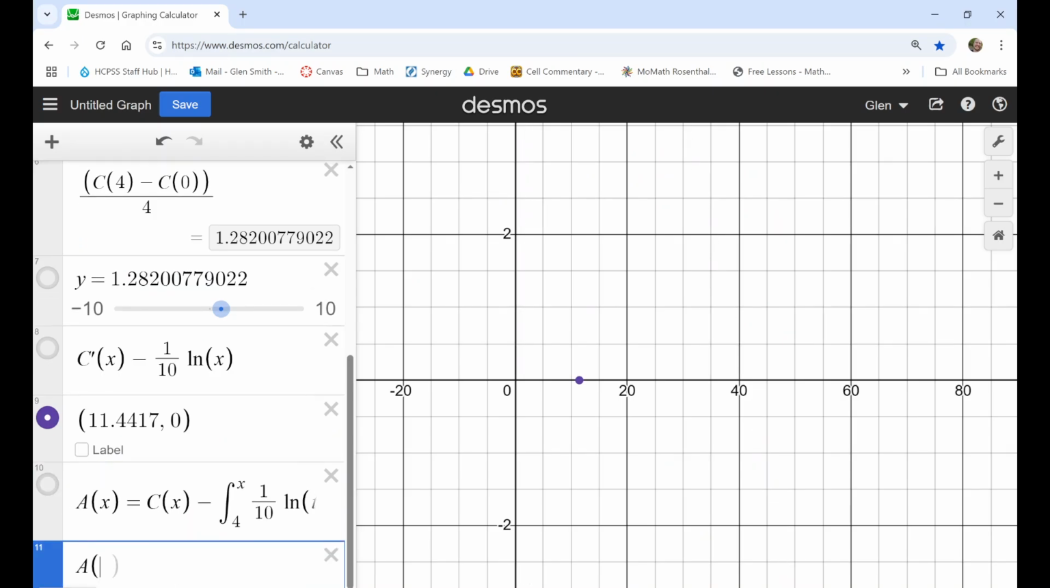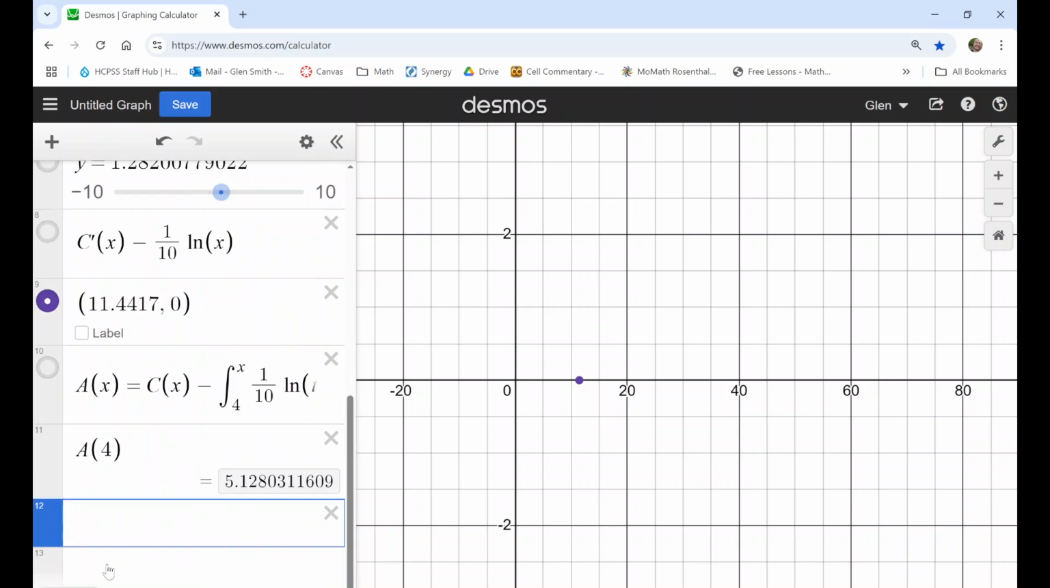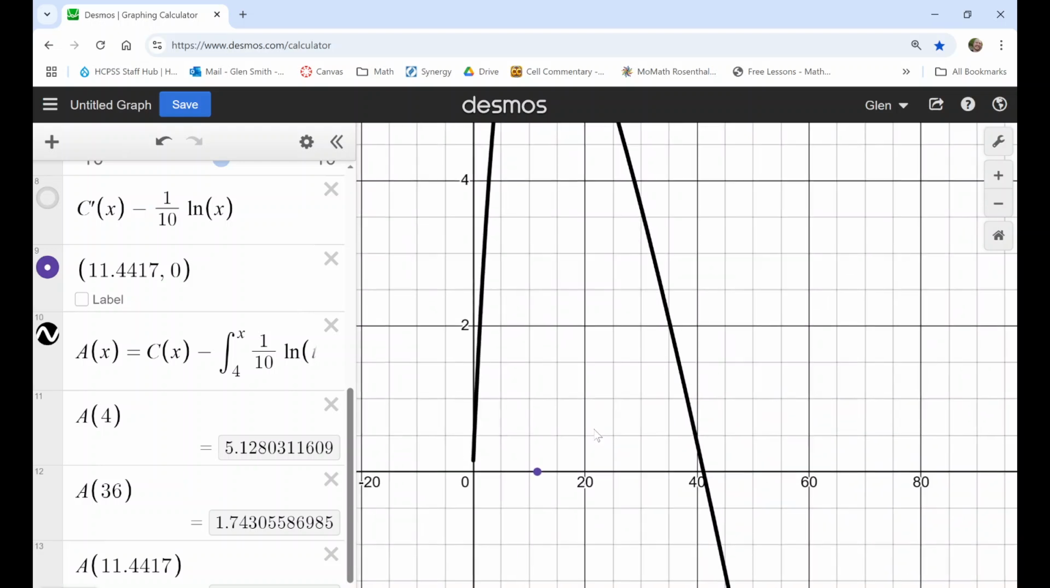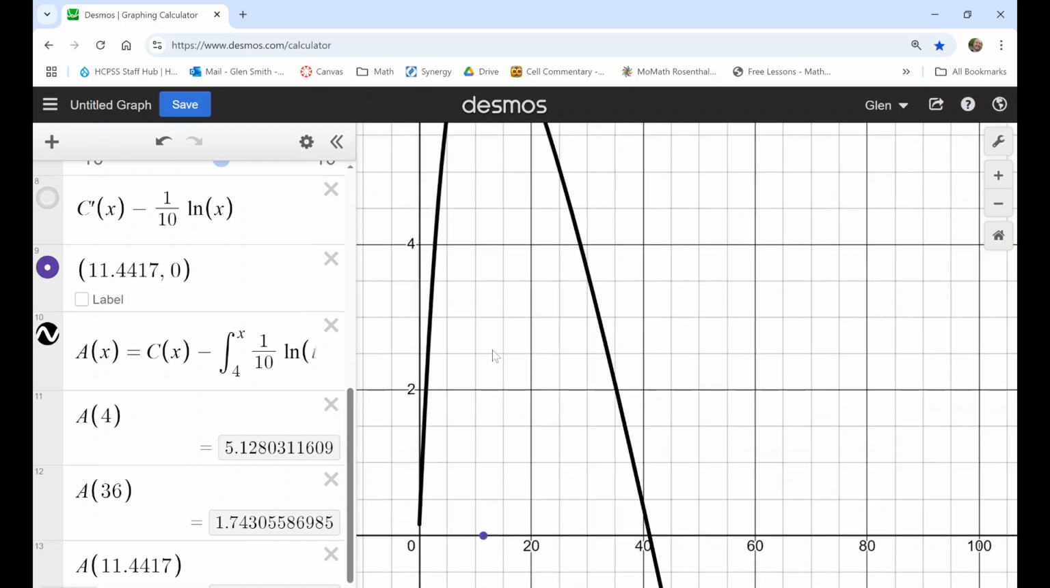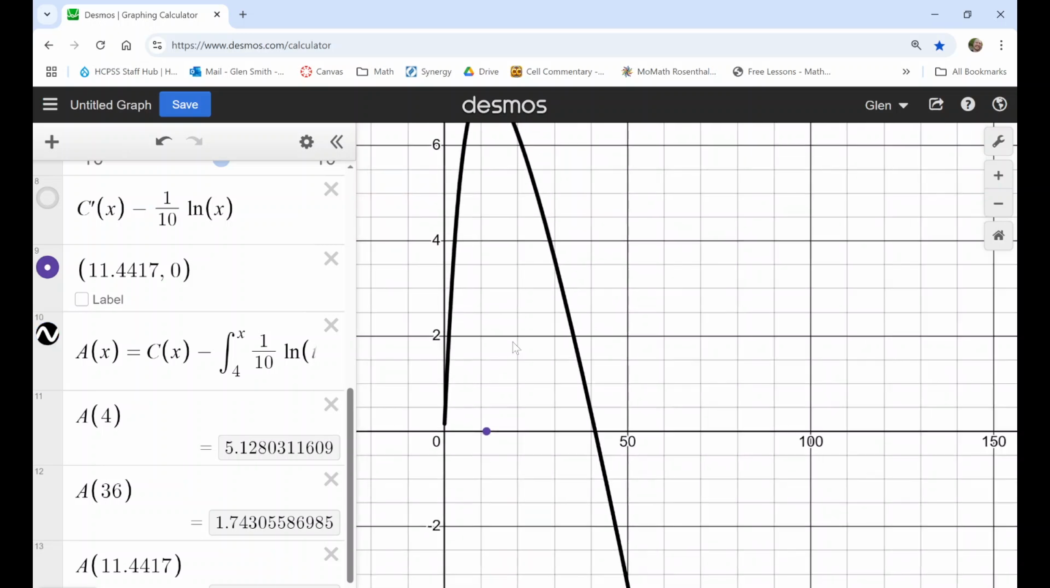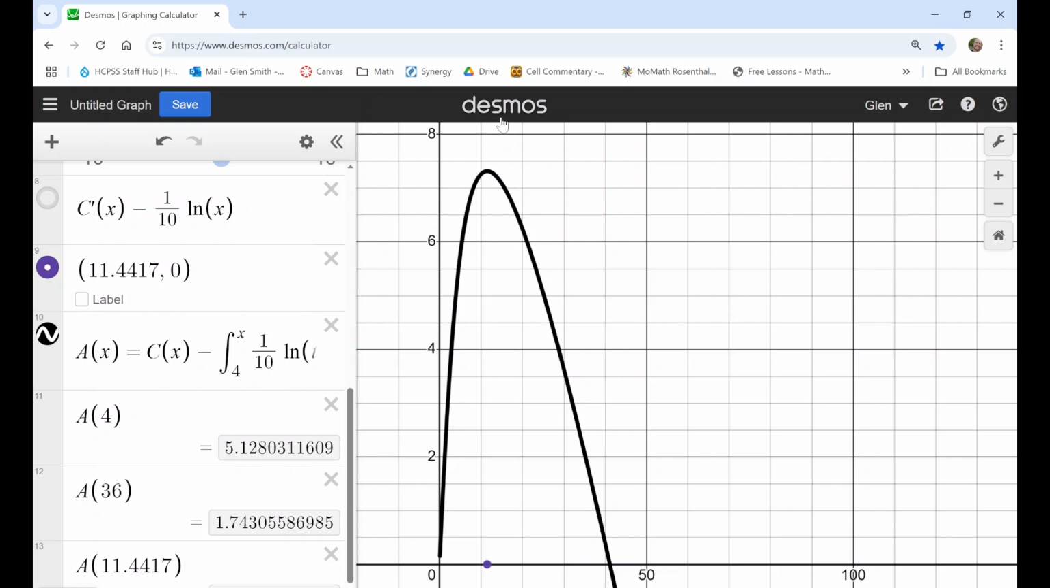I need to see what's happening at 4. I'm going to enter that number in. I need to see what's happening at 36. And I need to see what's happening at this 11.4417 number. Cool. And as expected here, I know I turned the graph of A off, but since A really only counts past 4, and A is the amount, you can see just from this graph that the max is right here at this 11.4417.